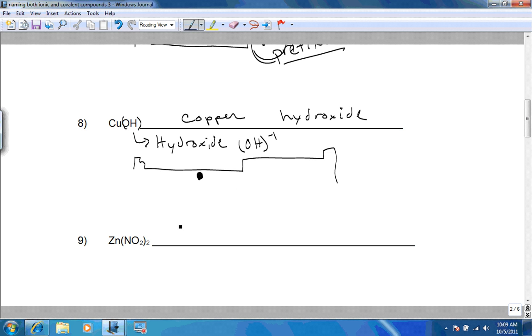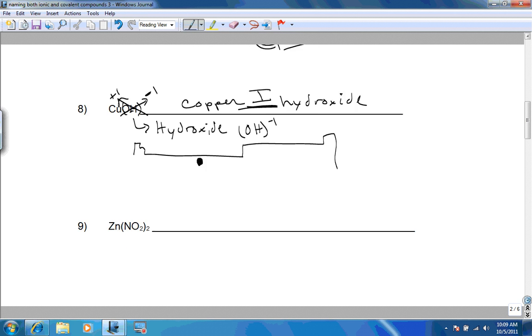That tells you that you need to have a Roman numeral in there, which means we need to uncross these, so that becomes a +1 and a -1 in order to determine the charge. Double check your anion. We have OH as a -1, and that's what it's supposed to be. That means we don't have to do anything else, and copper is just a charge of a +1.